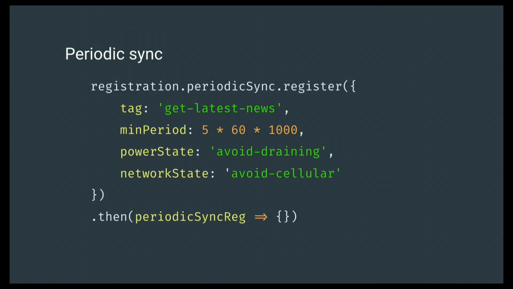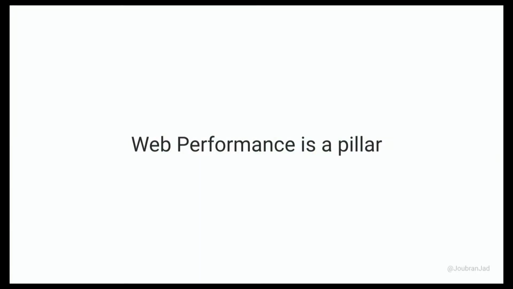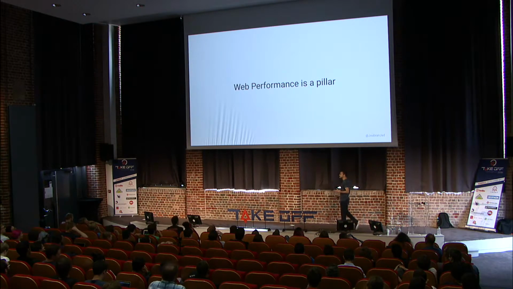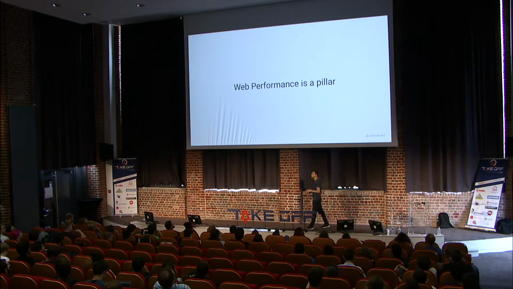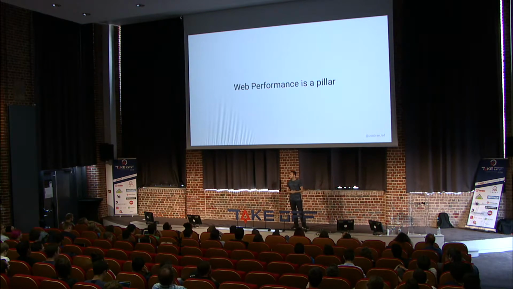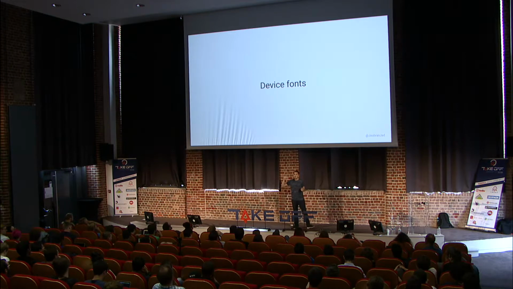So progressive web apps are all about having a good user experience. And one main pillar of this is web performance. We cannot achieve this without web performance. So I'm going to talk about some of the techniques. I'm going to talk about just 2 techniques, but there's plenty others. The first one is device fonts. Is anyone familiar with device fonts?